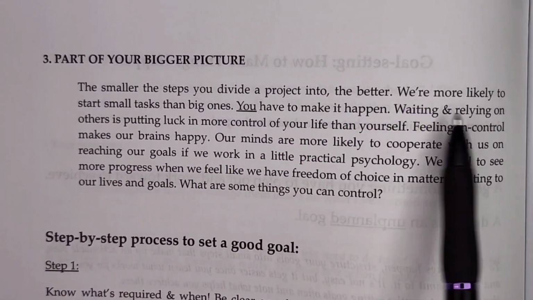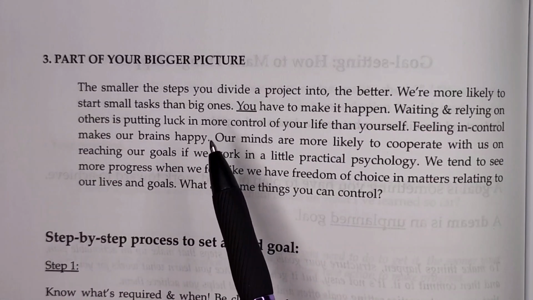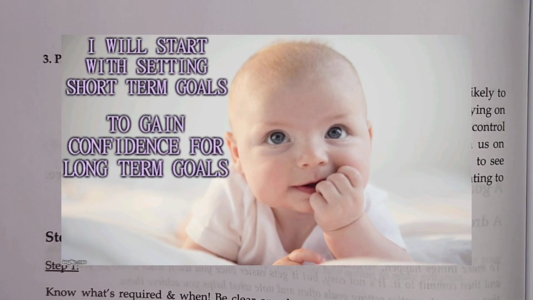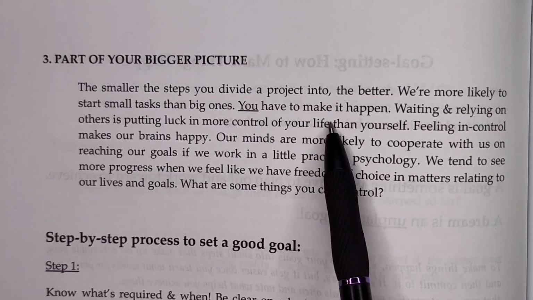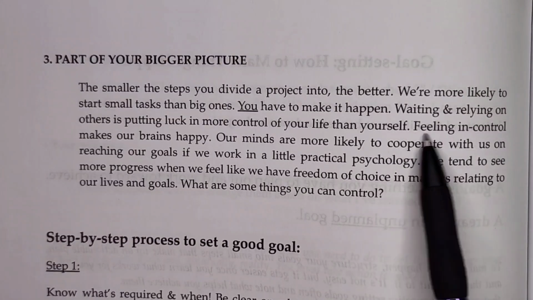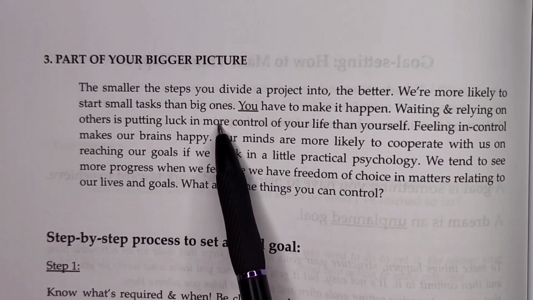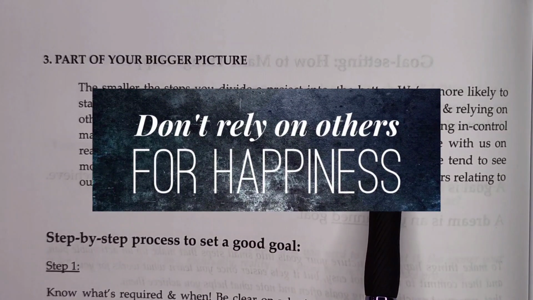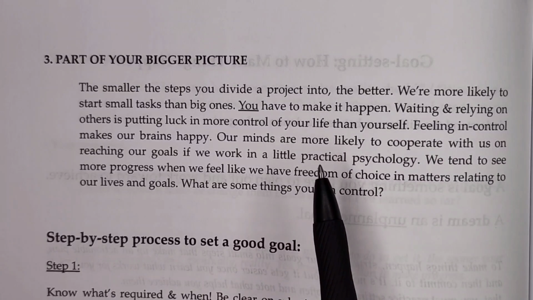And so we're likely to start with small tasks rather than big ones. It can be daunting at first to try to tackle a goal as big as getting into one of those schools or something like that. But again, you have to make it happen. So it's going to be a matter of you setting yourself the goal, setting up that reward economy, and not waiting and relying on others, which is putting others or luck in control of your life. And we don't want that. You got to be in control. You got to get yourself where you want to be.